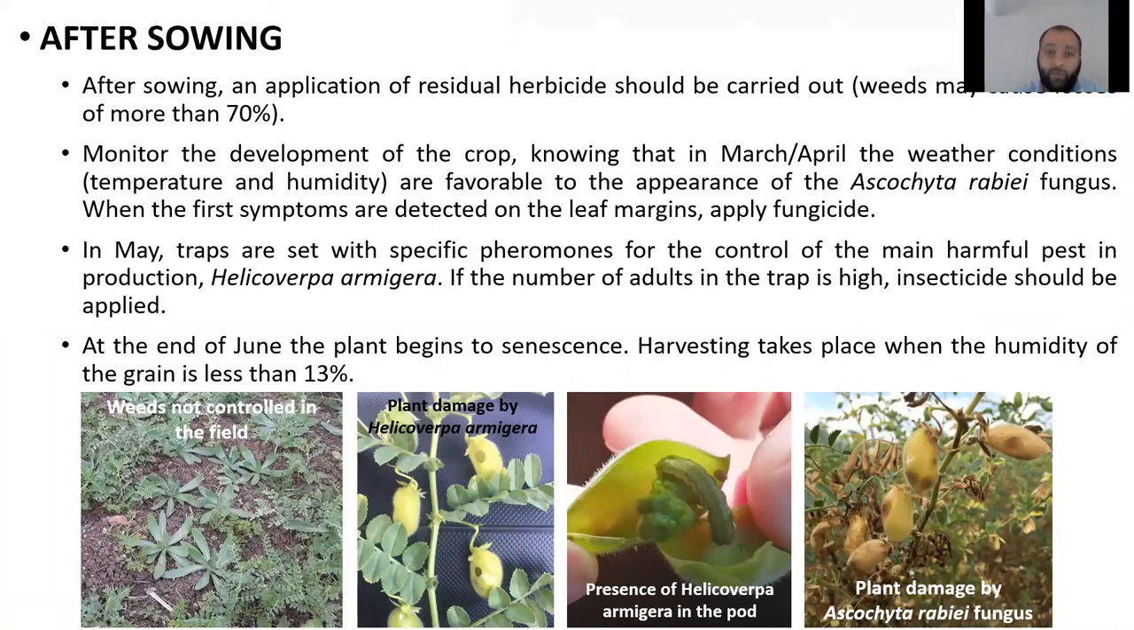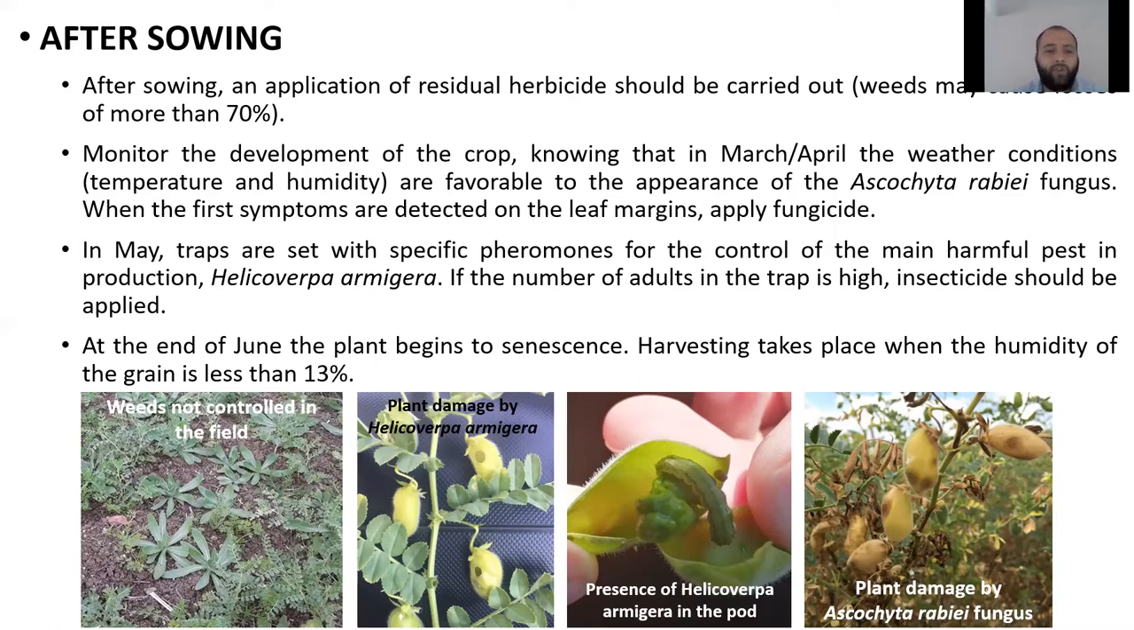After sowing, an application of residual herbicide should be carried out. Weeds may cause losses of more than 70%. Monitor the development of the crop, knowing that in March, April, the weather conditions, temperature and humidity, are favorable to the appearance of a disease caused by a fungus called Ascochyta rabiei. When the first symptoms are detected on the leaf margins, apply the fungicide. In May, traps are set with specific pheromones for the control of the main harmful pest in production. It's called Helicoverpa armigera. If the number of adults in the trap is high, insecticide should be applied. Economic level of attack is very important to see in the fields.